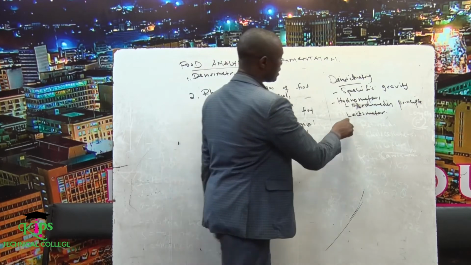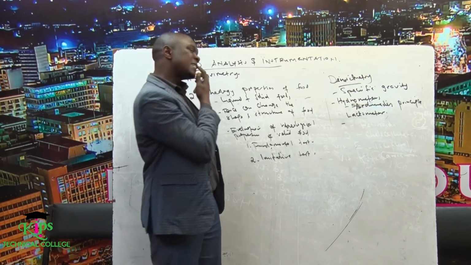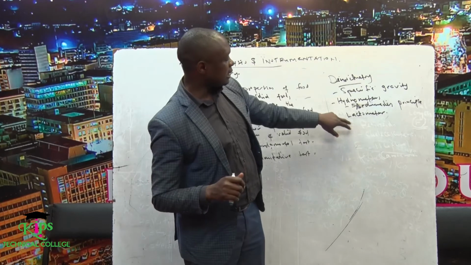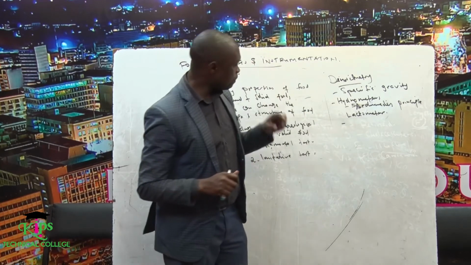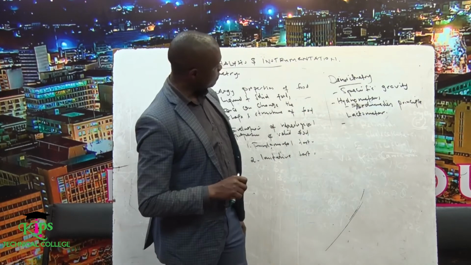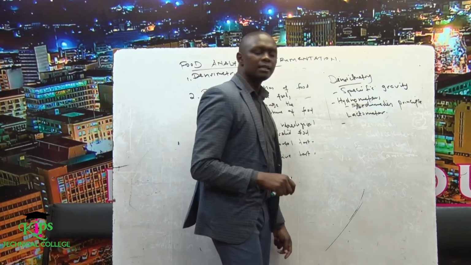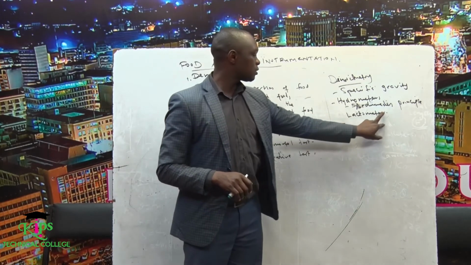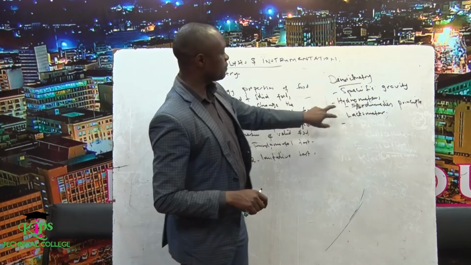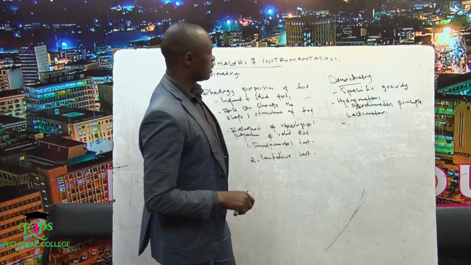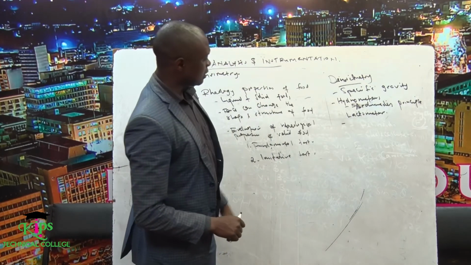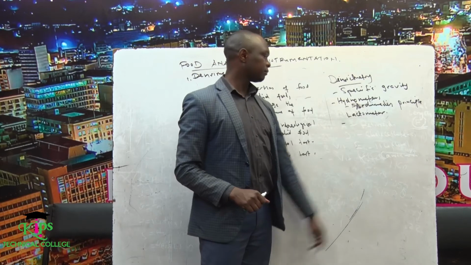Lactometers help us to determine the quality of the milk product. That is, whether it has been adulterated with water or not. For example, a good milk, when you measure using the lactometer, it should be able to give you the right reading. Otherwise, when water is added, when you measure using the lactometers, you will find that the density of the milk will be much lower. Now, lactometers are very important in analyzing the food property of the milk.